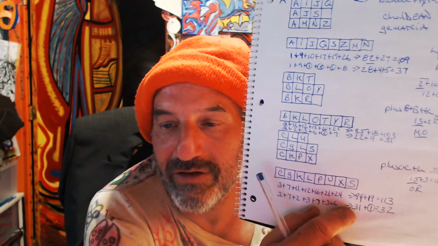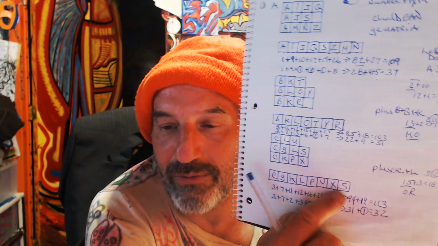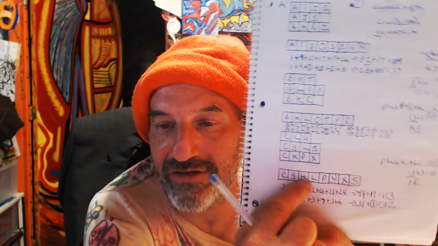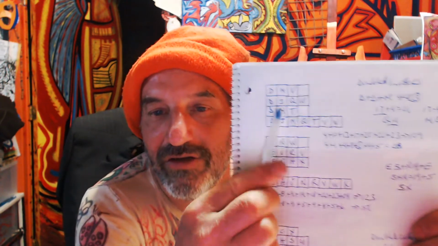43. 31, alternate current. 32. 94, Uranus, because I forgot to check in the S at the end, so it's an added S. Tell me if I made a mistake. The L repeats, I only counted once. So now what we're going to do is go on to the next one.